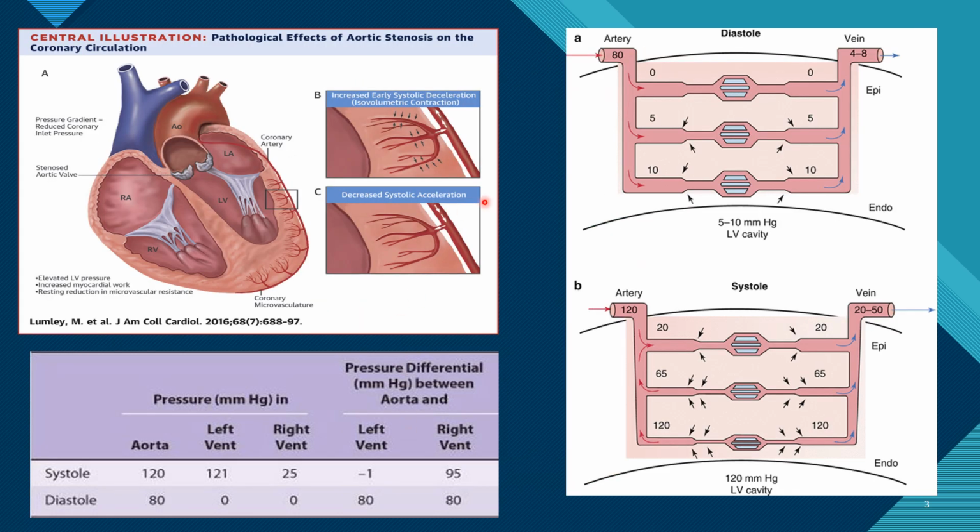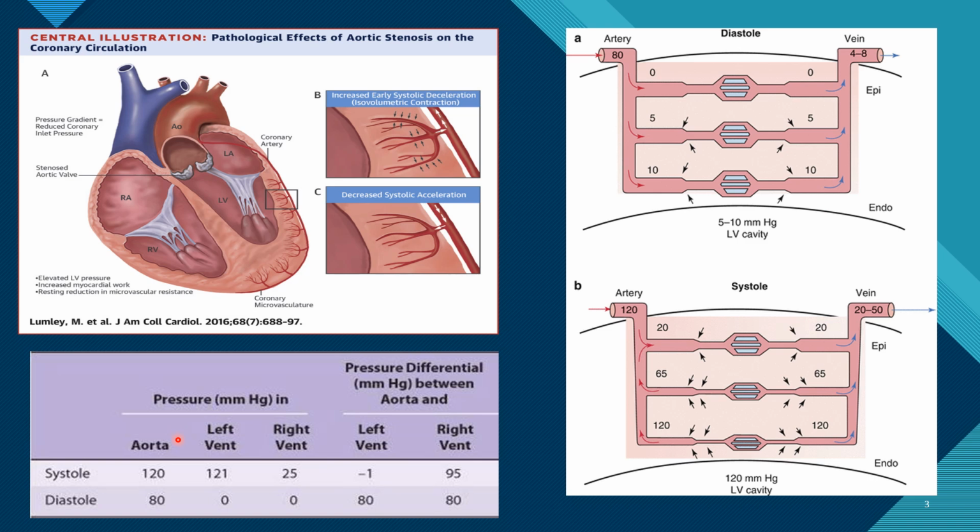Now, coronary circulation has some special features. One of the important features is that the left ventricle gets the maximum supply of blood during diastole. Why? Because if we look into the pressure of the left ventricle and the aorta, during systole the ventricle is contracting and blood is moving from the ventricle into the aorta. So the ventricular pressure must be greater than the pressure of the aorta.